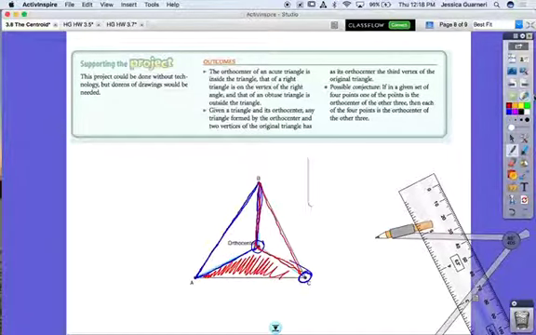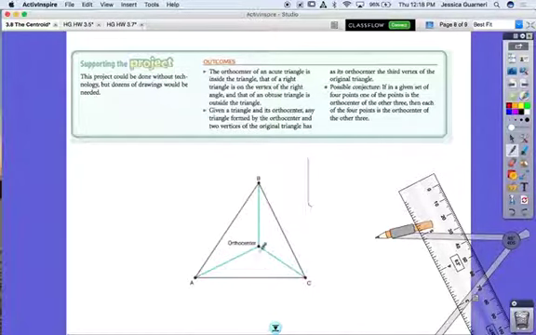These are altitudes. Guys. This is an altitude. If I kept this going, that's the altitude. This is an altitude. This is an altitude.